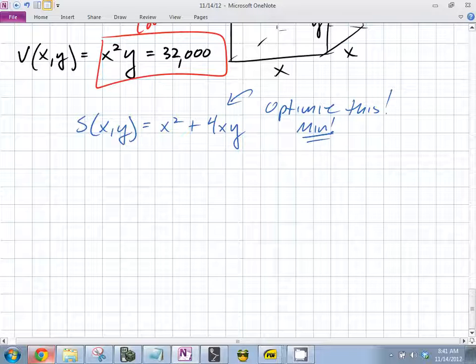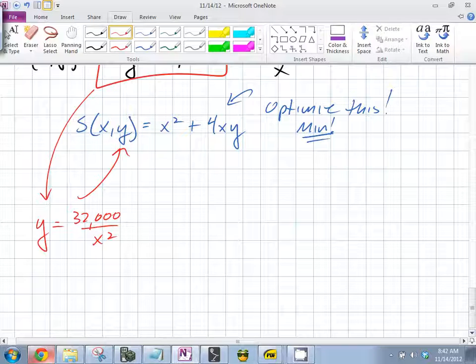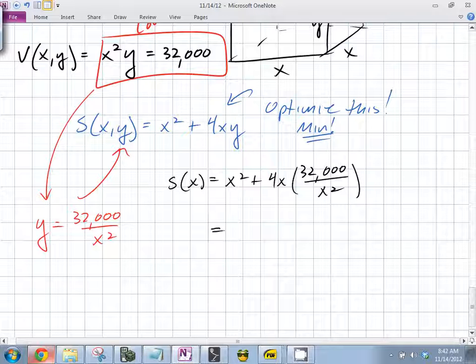Solve for y, yeah. What does y equal? 32,000 over x squared. And where do we plug that in? Exactly. So you get s in terms of x is going to be x squared plus 4x times what? What should we do first before we do anything else? Yeah, cancel an x. Thank you. So what does that turn into? 4 times 32,000 all over x.